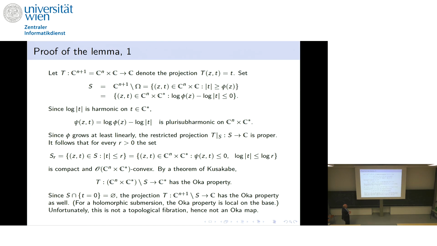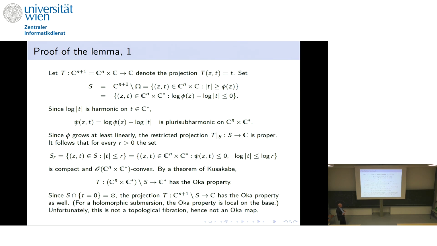However, notice that this function goes to infinity where t equals 0. So it's actually plurisubharmonic on this product, Cn cross C star, so I have to exclude this axis. From the next line, you see that this set S is holomorphically convex inside Cn cross C star, because if you cut it off at the level R in the t direction, then this becomes defined by two plurisubharmonic functions, namely this and that. And therefore this set is holomorphically convex, so S is holomorphically convex.